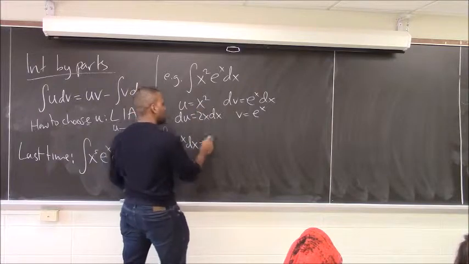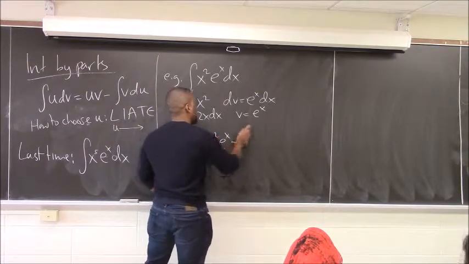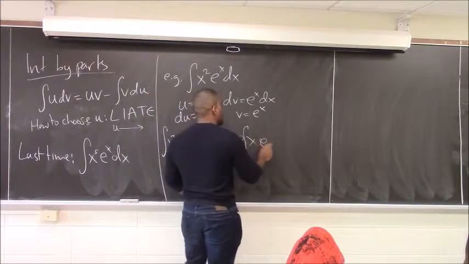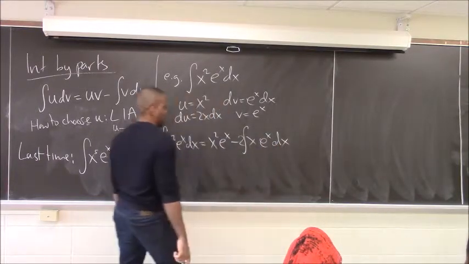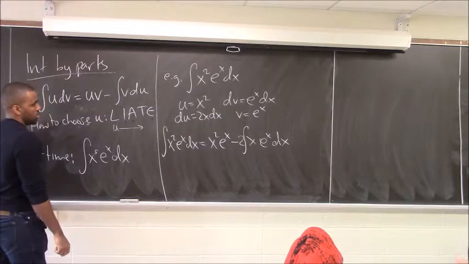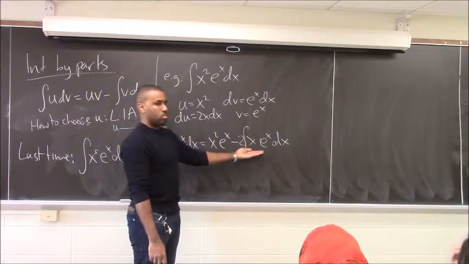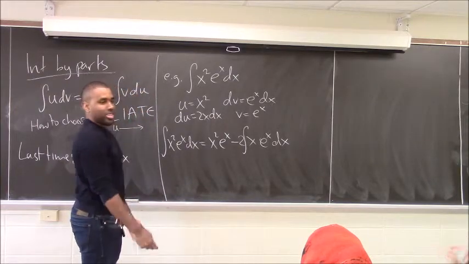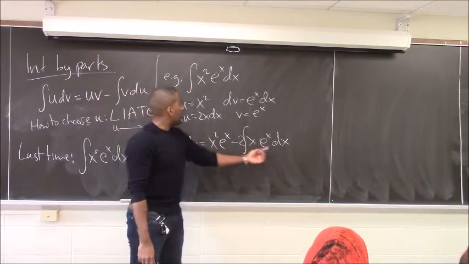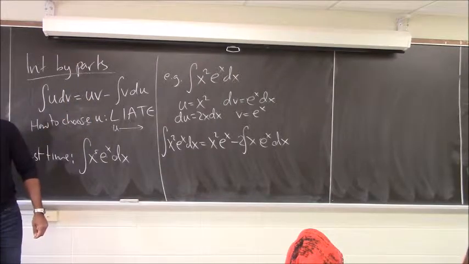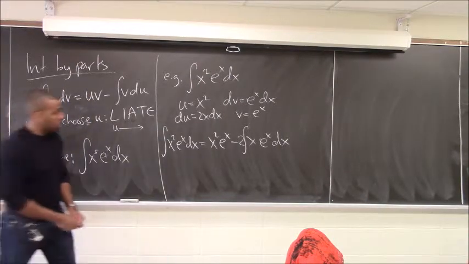u times v minus the integral of v du. So 2 here comes out. Well, how would you do this integral? It's integration by parts again. We again have a product of the algebraic and exponential, so we'll do another one.